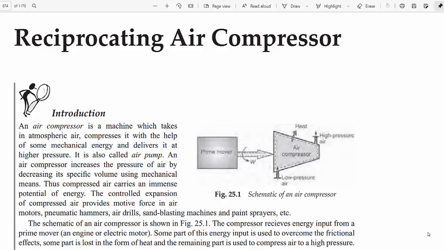Welcome friends. Today we will start the fifth unit. The main topic is reciprocating air compressor, and the next topic is rotary air compressor. There are two classifications.